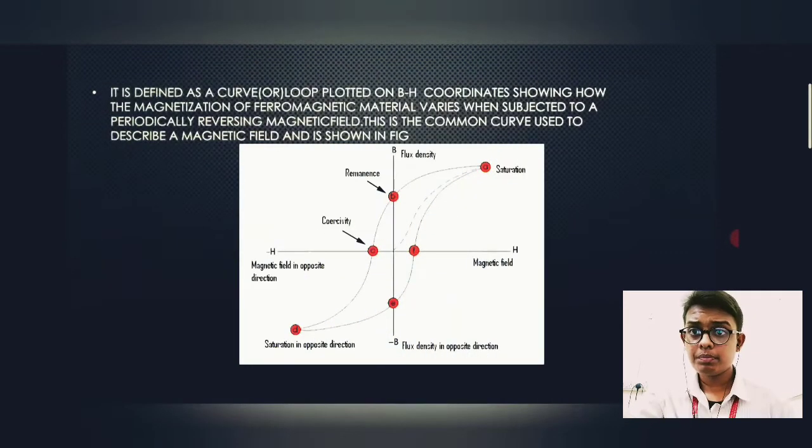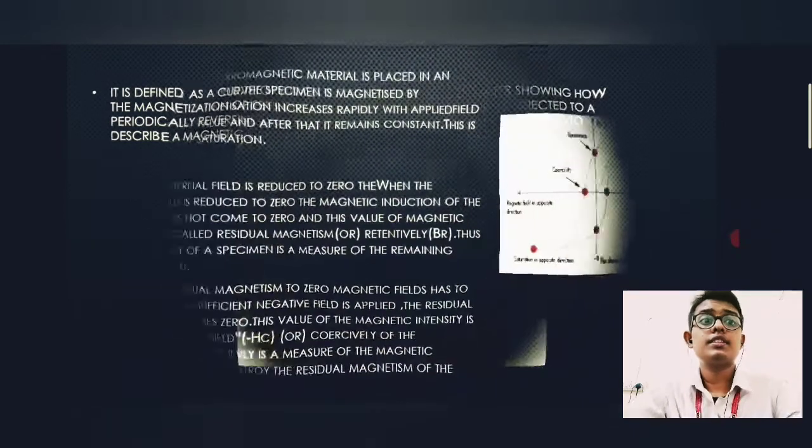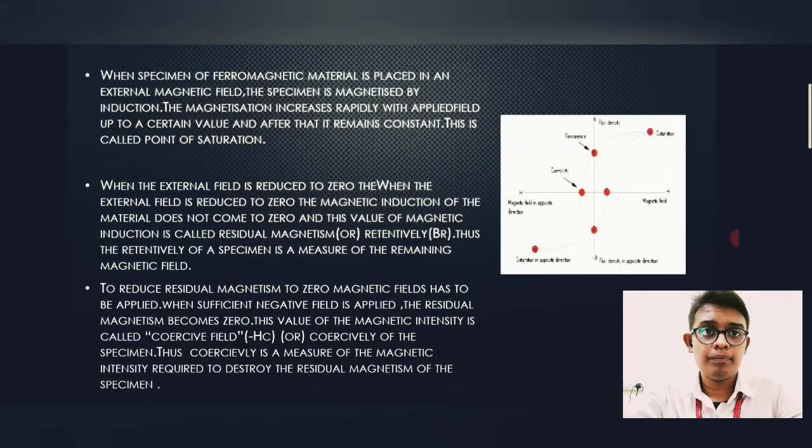Generally, what is the BH curve? It is defined as a curve or loop plotted on BH coordinates showing how the magnetization of a ferromagnetic material varies when subject to a periodically reversing magnetic field. Let us consider the given figure. When a specimen of ferromagnetic material is placed in an external magnetic field, the specimen is magnetized by induction.